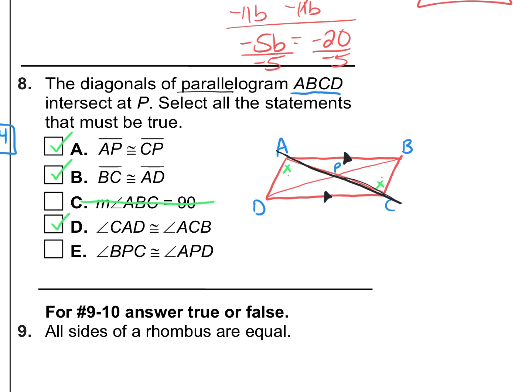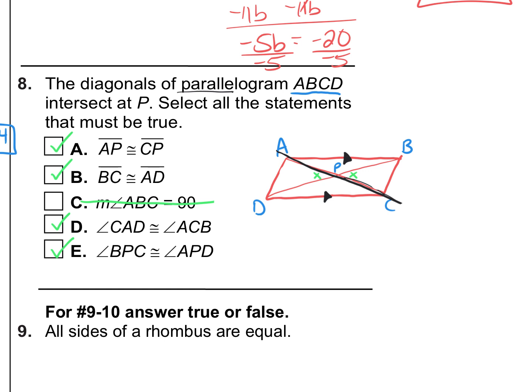Okay, and then last one here. Erase. BPC. So this one is congruent to APD. True or false? Why is that one true? Vertical angles. Yep, vertical angles are always congruent to each other. So biggest thing with this one, draw yourself a picture. I'm going to ask you this because you may see this on your test.